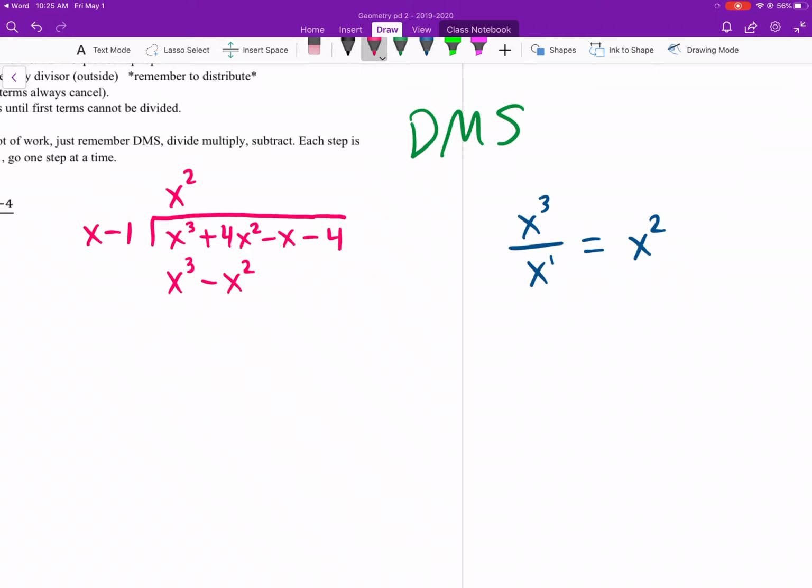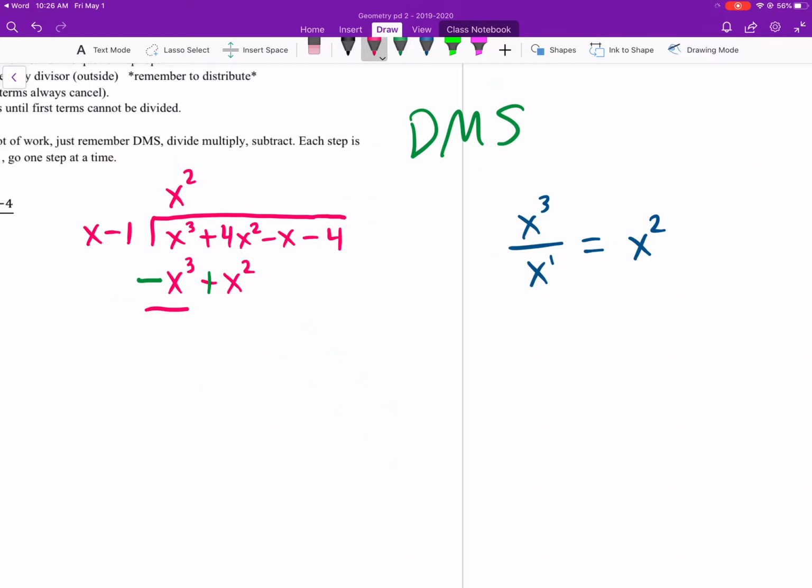All right, so that was multiply. And now we're going to subtract. All right, so subtract. Essentially, that means you're changing the signs. So you subtract, the signs just change. What was just positive, the x cubed, became negative, and what was negative, the x squared, just became positive. So the signs just change.